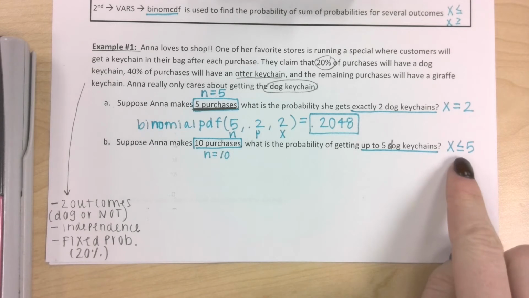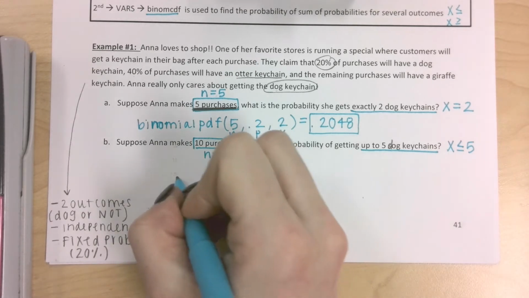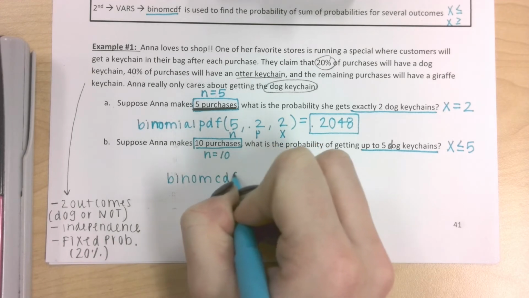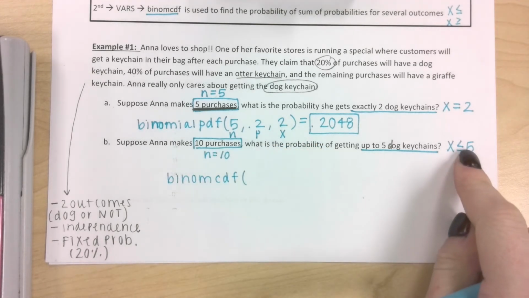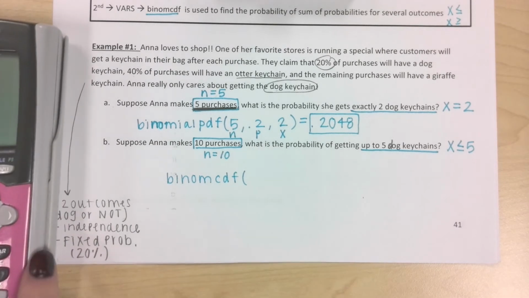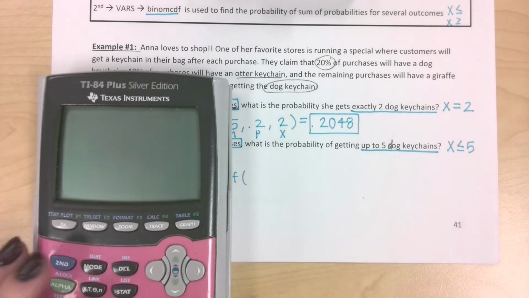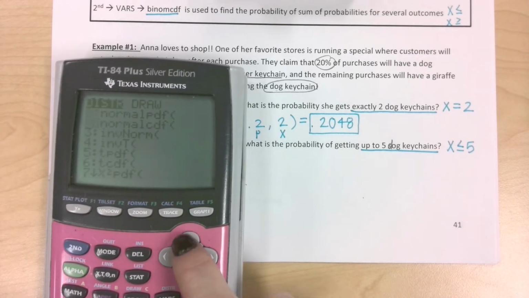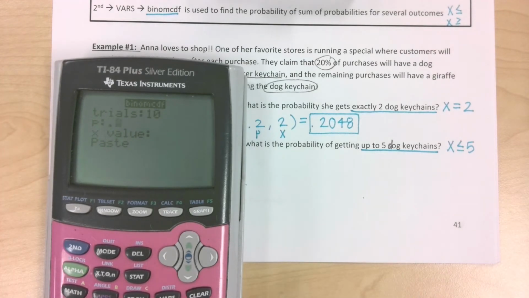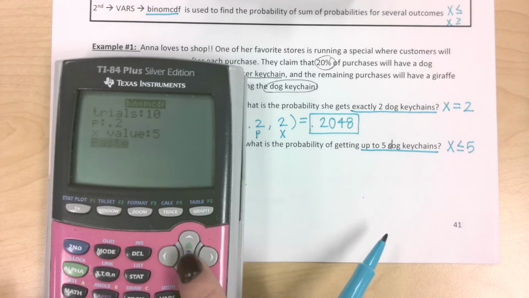Okay, again, because it's an inequality, I'm going to use my binomial CDF this time. The CDF will do that adding for me. It'll find the chances she gets 1 dog, 2 dogs, 3 dogs, 4 dogs, and 5 dogs, and add them together. So I'm going to binomial CDF. My trials this time is 10. Probability of success is 0.2. X value is 5.